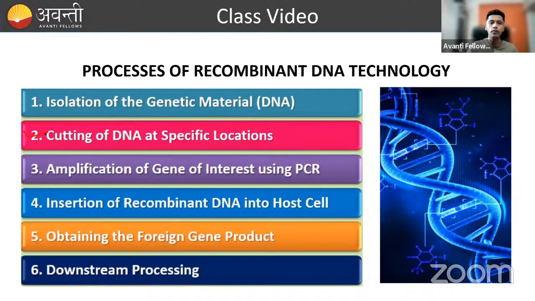After cleaving our DNA at specific locations, next we have to undergo agarose gel electrophoresis, where we separate the fragments and isolate the gene of interest from this gene pool, the entire pool. So we'll talk about the principles of agarose gel electrophoresis.